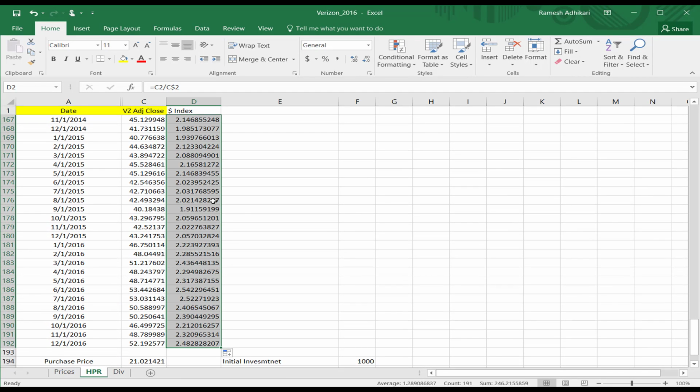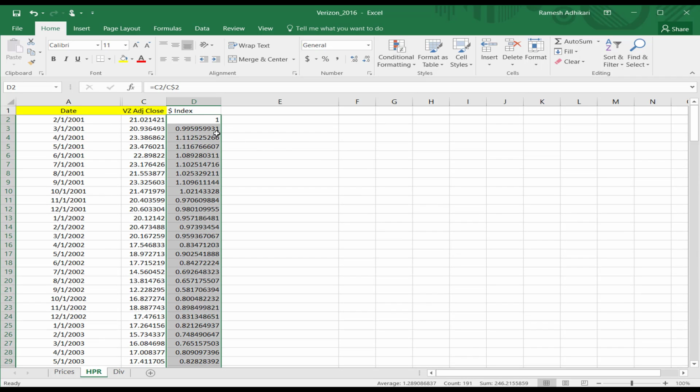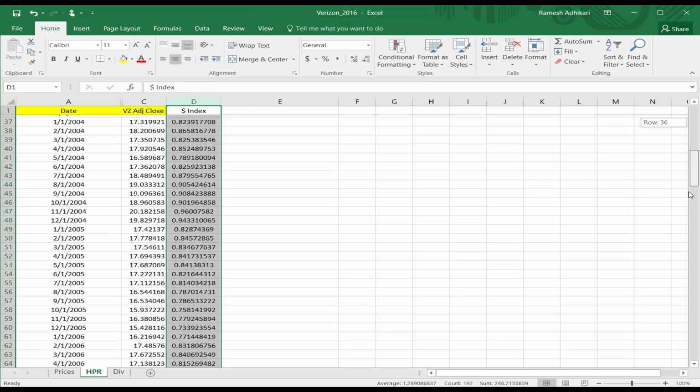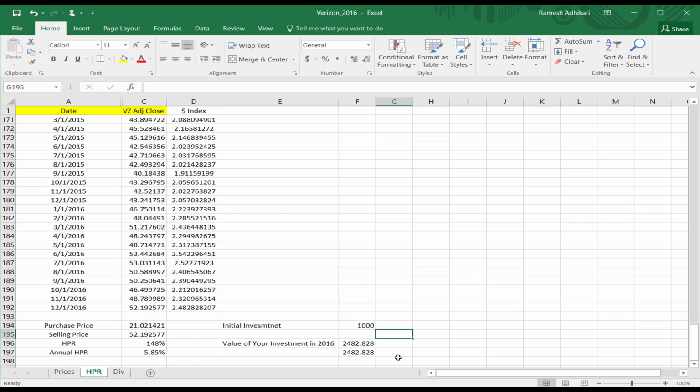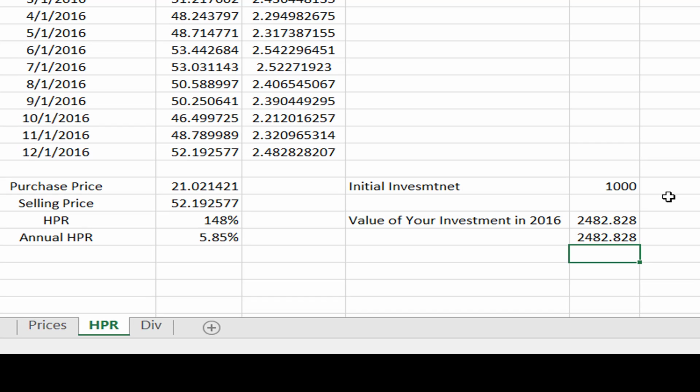And that dollar index is very useful in investment. It helps you to track how that dollar would grow over a period. So by using this dollar index also you can compute the value of your investment in 2016. What would you do to compute that value? Simply it would be equal to your initial investment times the last value of your dollar index, that is the value of your dollar index in 2016. That would give us the same number as the earlier two numbers. So either way you can get the same value.